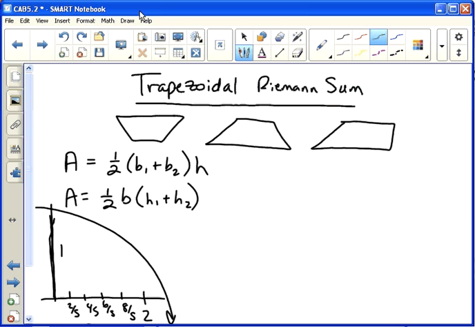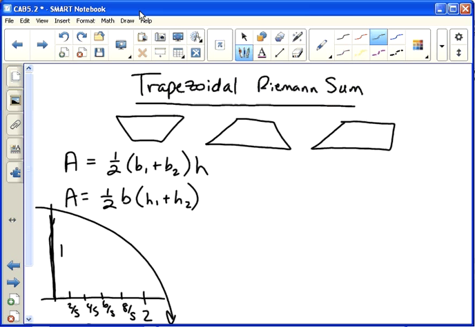This is the fourth and final type of Riemann sum that we're going to do, and that's the trapezoidal Riemann sum. So in the first three, we used rectangles with left, right, and midpoint. But this time we're going to use trapezoids. And I drew a couple trapezoids up here just to remind you what trapezoids look like.